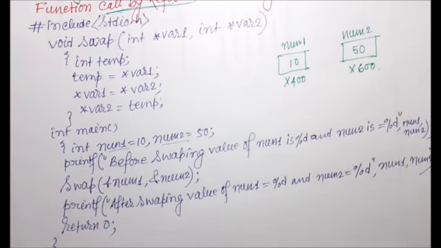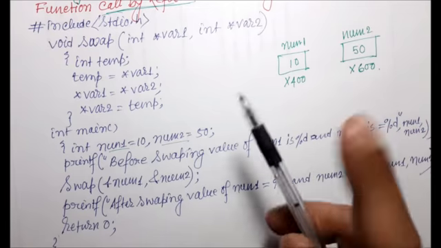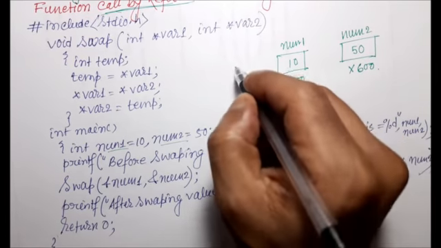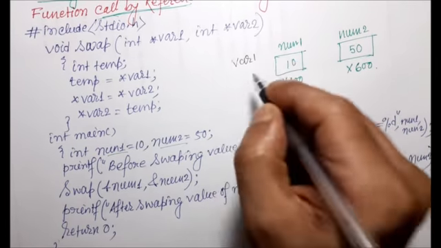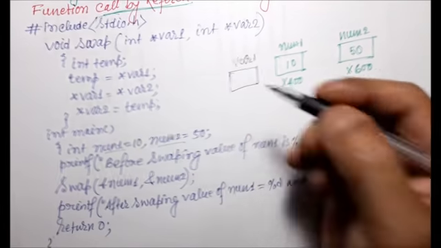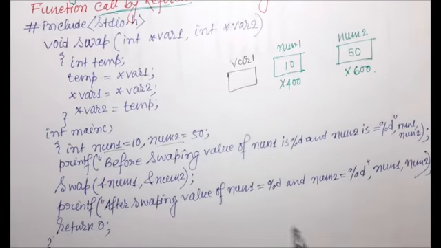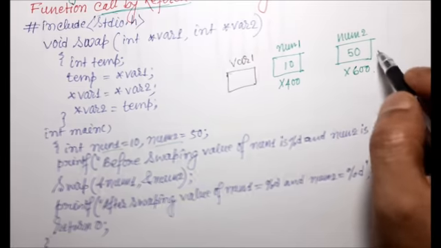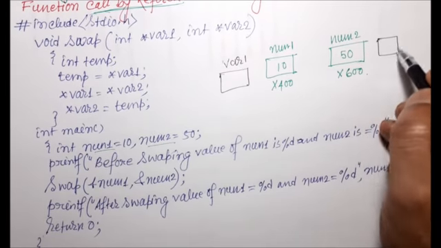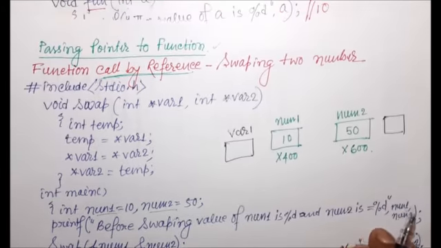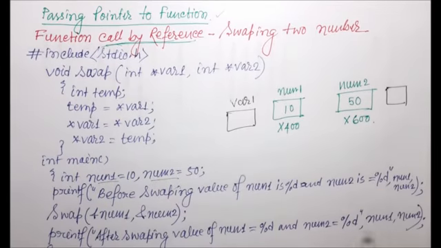Okay, and I have taken two pointers. One of the pointers is called vr1, variable 1, and I have just assigned it, and I have taken another pointer, whose name is vr2.